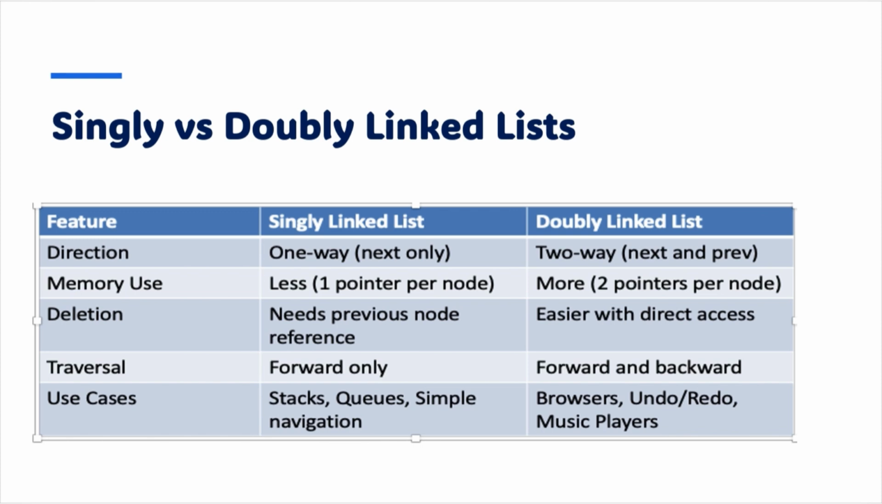Deletion needs access to the previous node in a singly linked list. In a doubly linked list it's easier because of the direct backward reference. Traversal is forward only in a singly linked list. In a doubly linked list, we can traverse in both directions, forward and backward. Use cases of a singly linked list are stacks, queues, and simple tasks, while a doubly linked list suits history, playlists, and undo and redo actions. Pick the structure that best fits your use case. Simplicity and flexibility, your call.